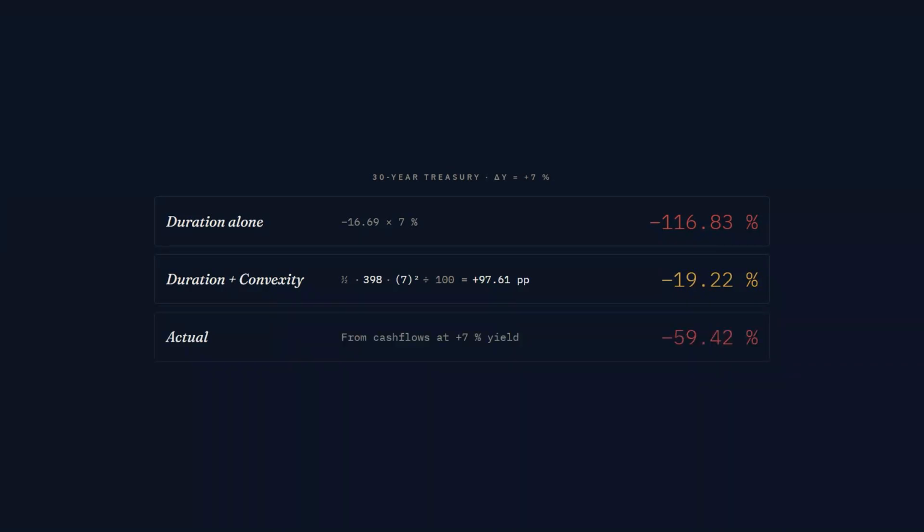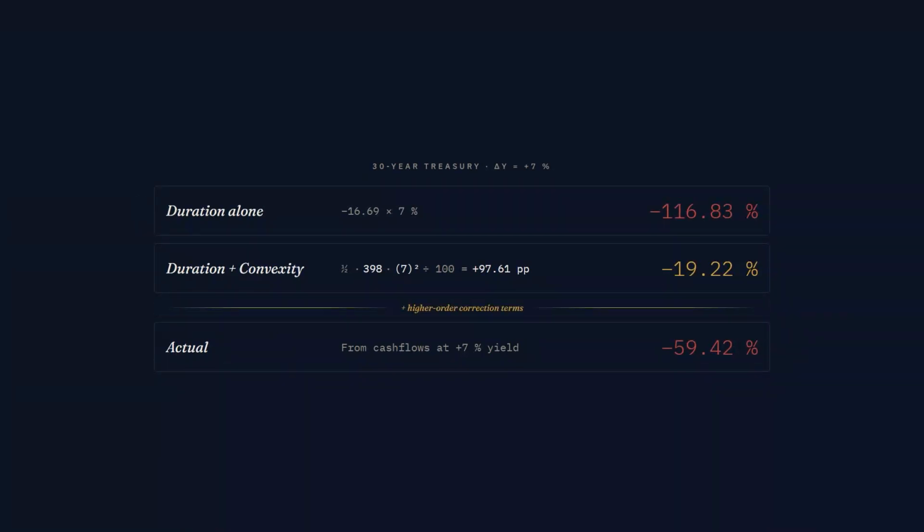But the actual price of the bond, computed directly from its remaining cash flows at the new yield, turns out to be down by about 59%. So the formula was perfectly honest in pointing out that minus 117 was wrong, but it wasn't quite honest enough to land on the right answer either.